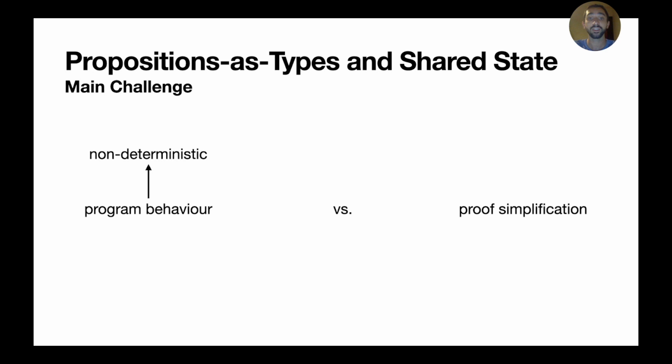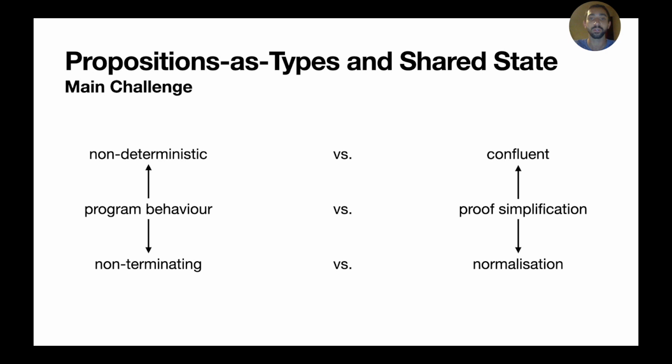One of the main challenges is to reconcile the two seemingly opposite notions of program behavior and proof simplification. Because on one end, we have non-deterministic behavior that emerges from racy concurrent programs that manipulate shared state. And on the other end, we have a confluent notion of proof simplification, which is required by propositions as types. Furthermore, with the presence of higher-order store, we can potentially express non-terminating programs, such as Landin's knot, which compromises the existence of proof normal forms, another requirement by propositions as types.